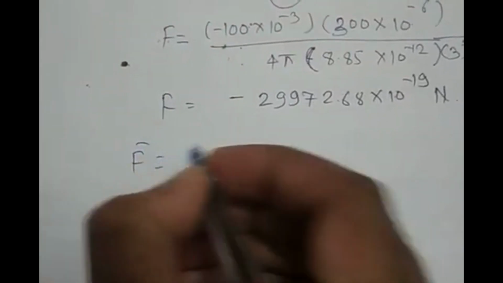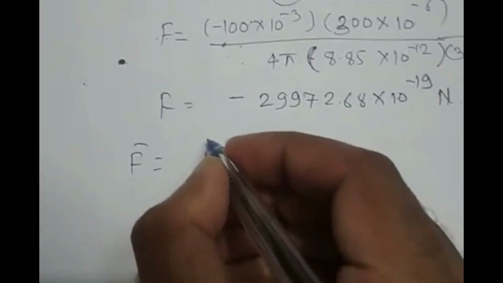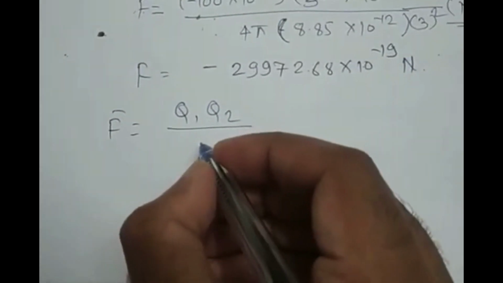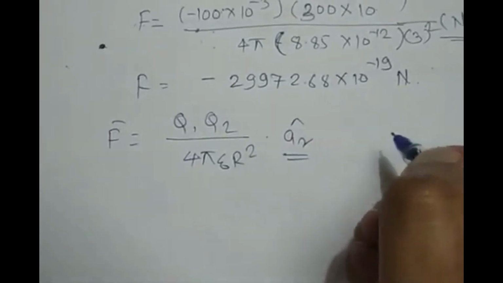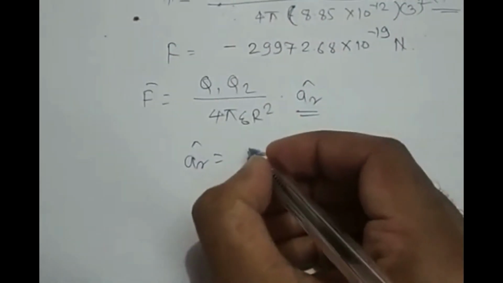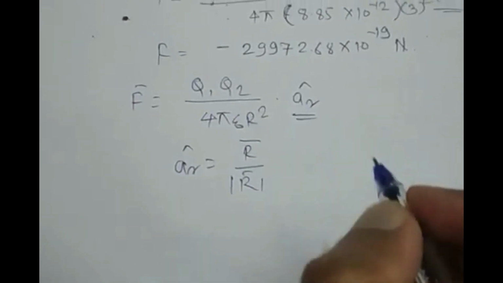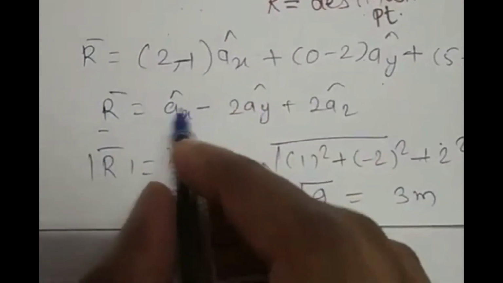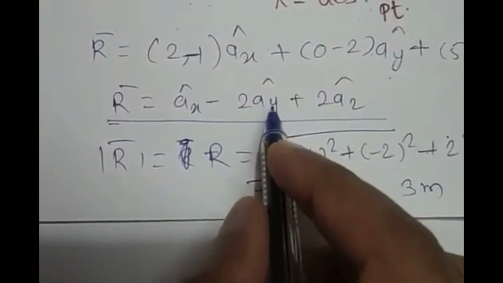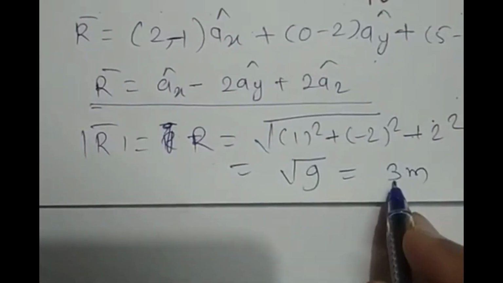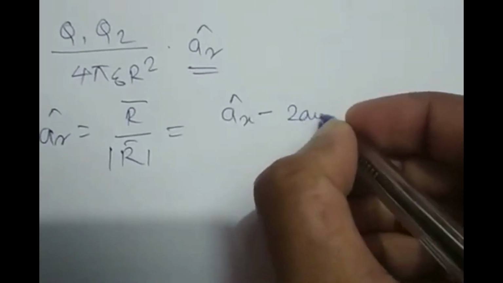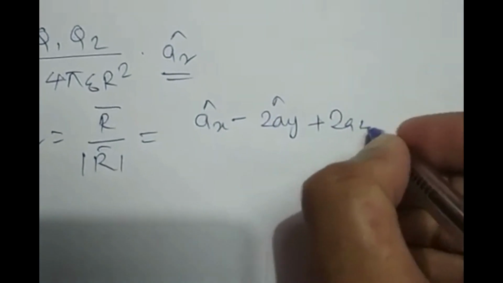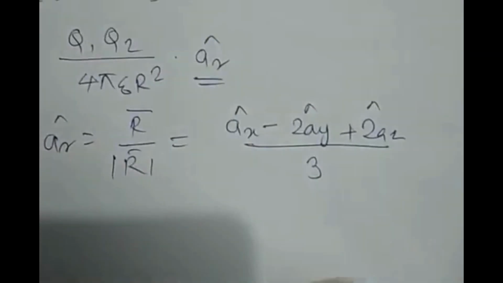If we have to calculate the force in vector form, what we have to do? We have to add the direction component. So we have the formula for that, Q1 Q2 by 4 pi epsilon naught r square into AR cap. We can calculate AR cap. AR cap is equal to R bar divided by mod of R bar. We have calculated R bar. So this is R bar, AX cap minus 2 AY cap plus 2 AZ cap, and divided by mod of R bar, which is 3. There we can write AR cap is equal to AX cap minus 2 AY cap plus 2 AZ cap divided by 3.